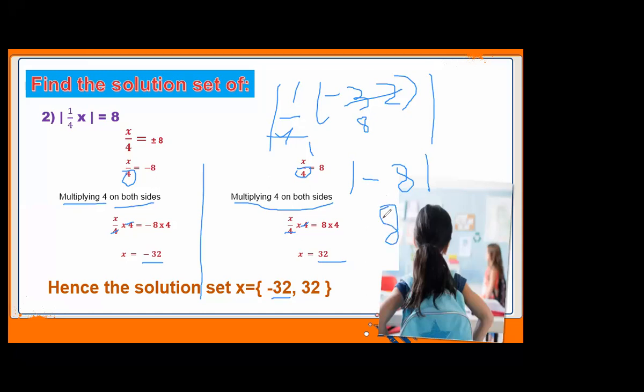We get the non-negative values. When there is a mod, it gives you the non-negative value. So if minus 8 is written inside the mod, we get the answer 8. It gives you the absolute value. So here we get 8. So that means our answer is correct. Our answer minus 32 is correct.